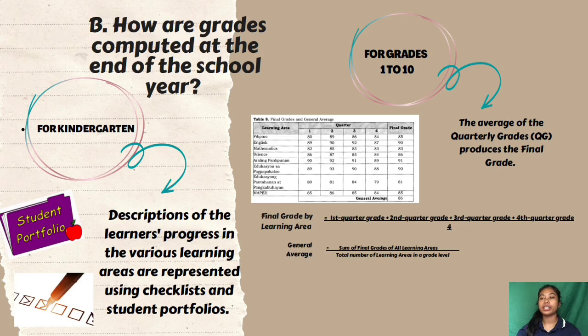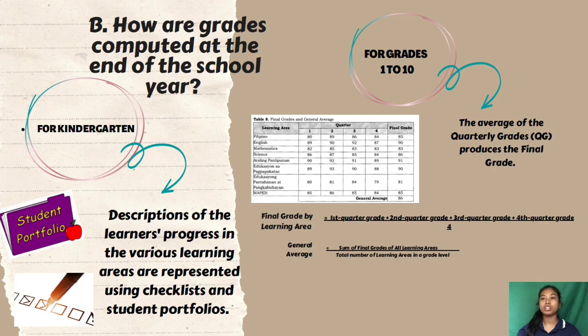So for kindergarten, there are no numerical grades. Descriptions of the learner's progress in the various learning areas are represented using checklists and student portfolios. These are presented to the parents at the end of each quarter for discussion. Additional guidelines in the kindergarten program will be issued.